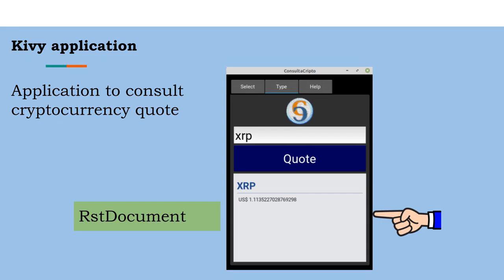Finally, a last feature of the application is the use of the RST document widget. The RST document, or restructured text, is a widget that allows you to display text formatted using tags.